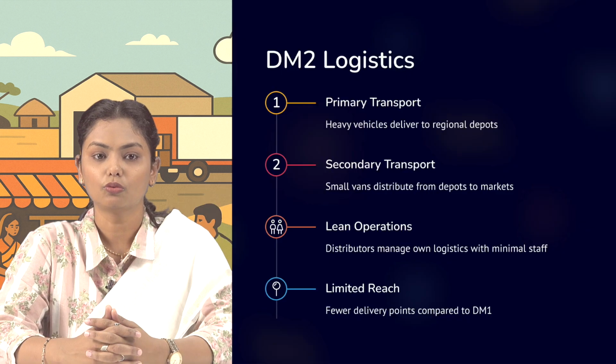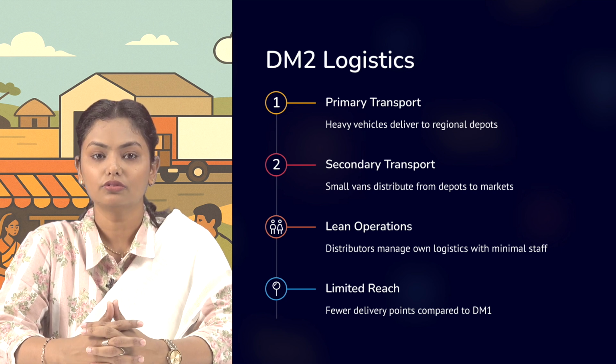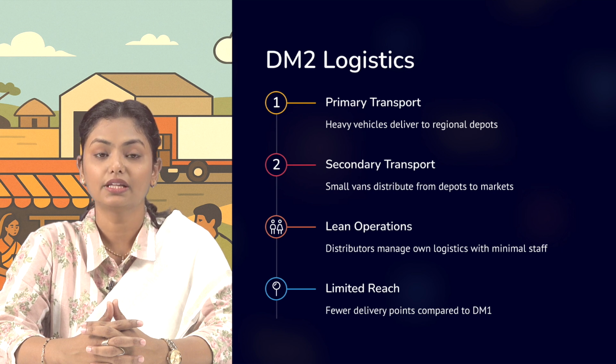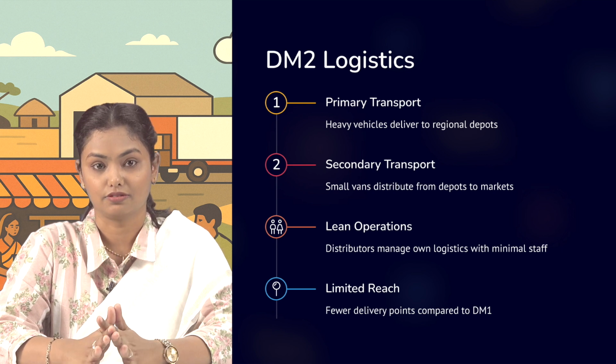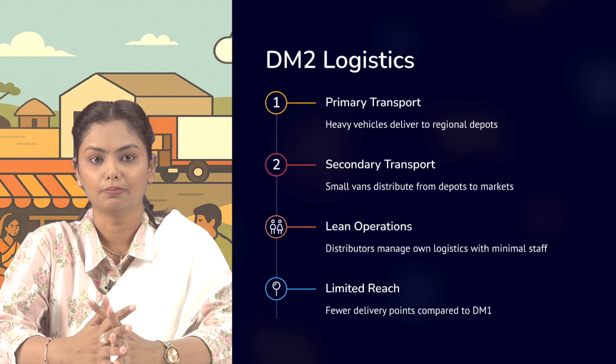In the DM2 model, stock is first sent to the company's depot and then to distributors using big trucks. Distributors then use small vehicles like tempos to supply their area, but they pay for this part themselves. They usually hire 3-4 people to help.